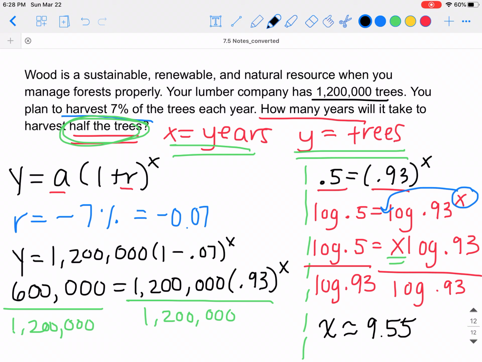9.55. So, how many years will it take to harvest half of the trees? It will take approximately 9.5 years. Well, that's ugly. 9.55 years. And that's our final answer.